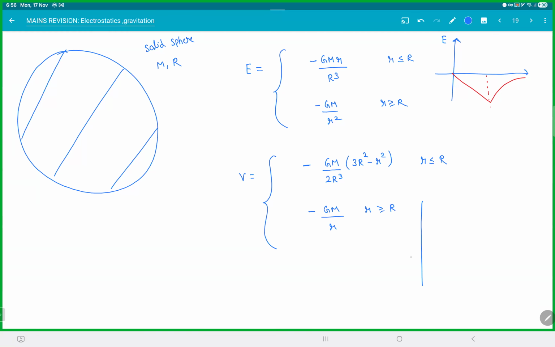And how does the graph look like? If you plot V versus r graph, again, potential at the center is not 0. For some reason, people say it is 0. Be careful. Minus 3GM by 2R. If it is a charge, then it will be 3kQ by 2R. So the graph, if you see, the starting point is actually a parabola. The value starts from here. It will be like this. Then it decays. So the starting part of the graph is actually parabolic.